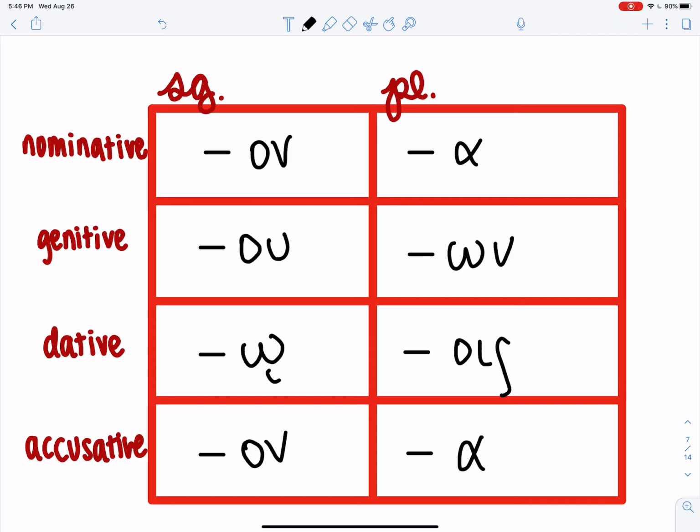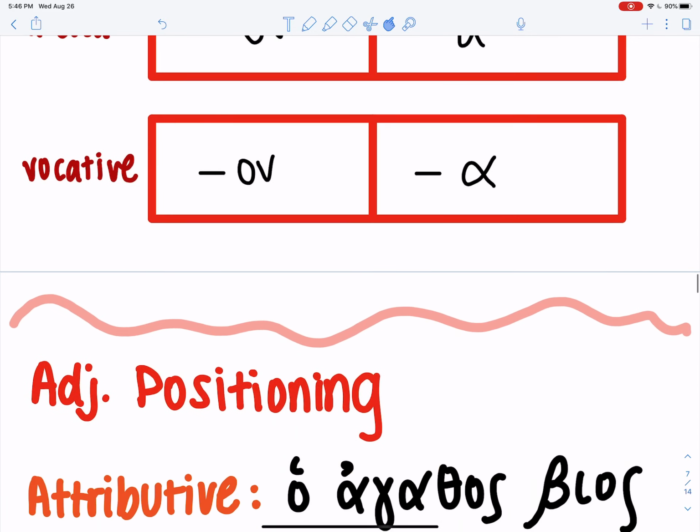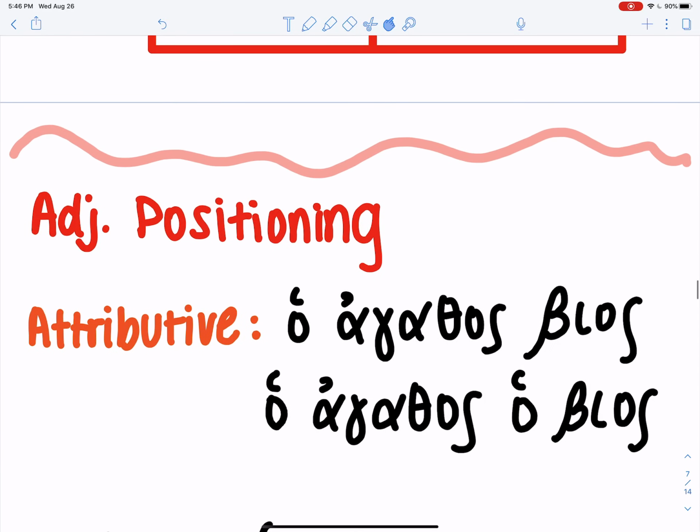So these are exactly the same as our neuter noun endings that we just learned. Really the simplest it could be. And in the vocative, we have on and a. So really the biggest thing you're going to have to think about with adjectives is this next part, adjective positioning.